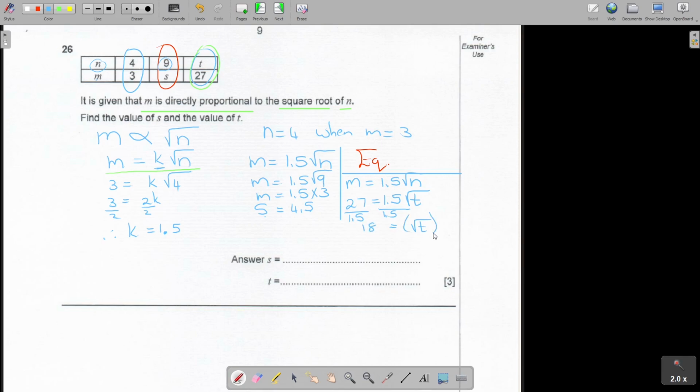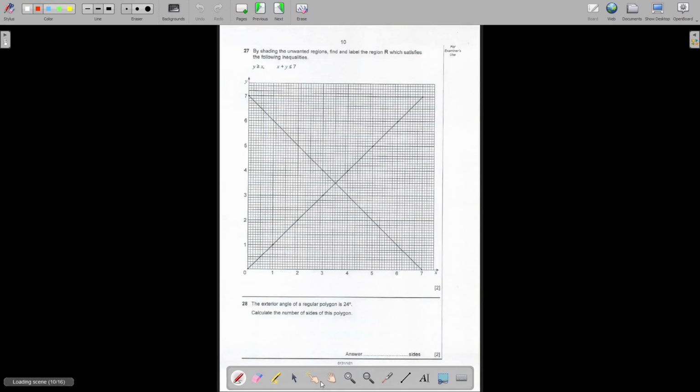Now to get rid of a square root, you square both sides and you get that t is equal to 324. So the value of s is 4.5 and the value of t is 324. Now, I will say it's a bit more difficult because they ask it differently, but the method is actually the same. If they saw that you got that 1.5, that constant in the formula, and that's how you do 26. Let's go to the next one.